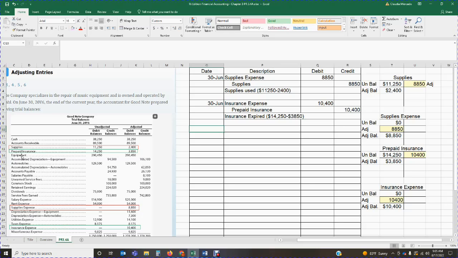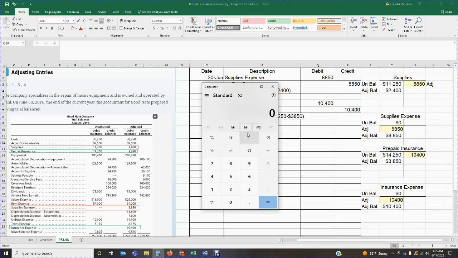Let's look at equipment. Equipment does not change. Let's look at accumulated depreciation for the equipment. Accumulated depreciation is a contra asset account. It basically is reported right below the asset account. If I wanted to figure out the book value of my equipment, I would get the value that we have in our books for the equipment, which is $290,450, and subtract the accumulated depreciation of $94,500. That would give me a book value of $195,950.